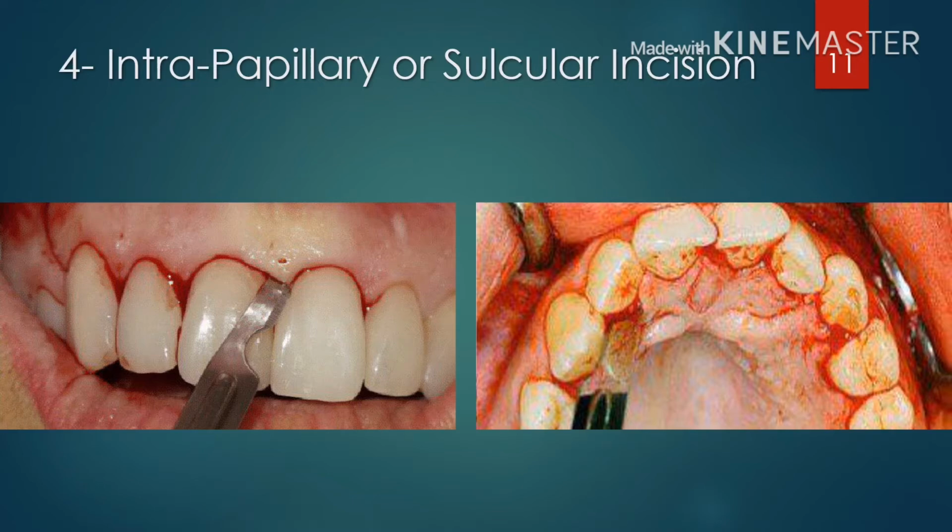Number 4 is the intrapapillary or sulcular incision. As you can see, we insert the blade into the space, into the sulcus, between the tooth and the gingiva, and we make a scalloped incision. Then we separate it. We have a variety of reasons to make this incision, which we will discuss in the flaps section.